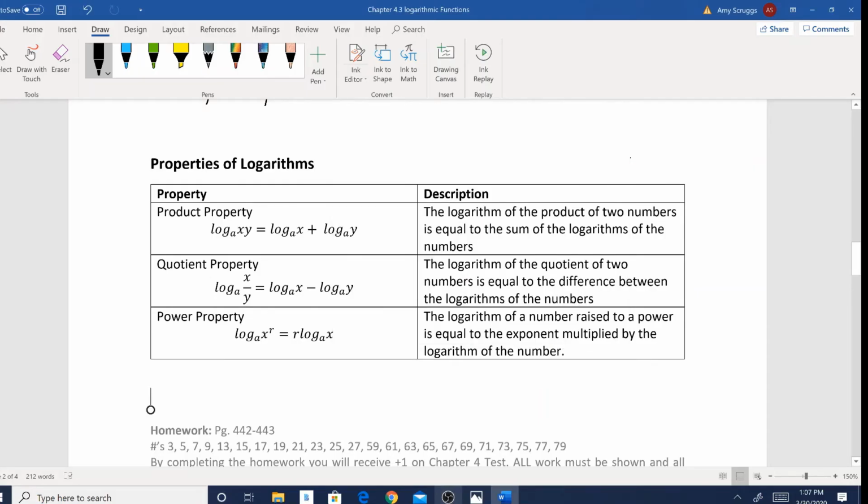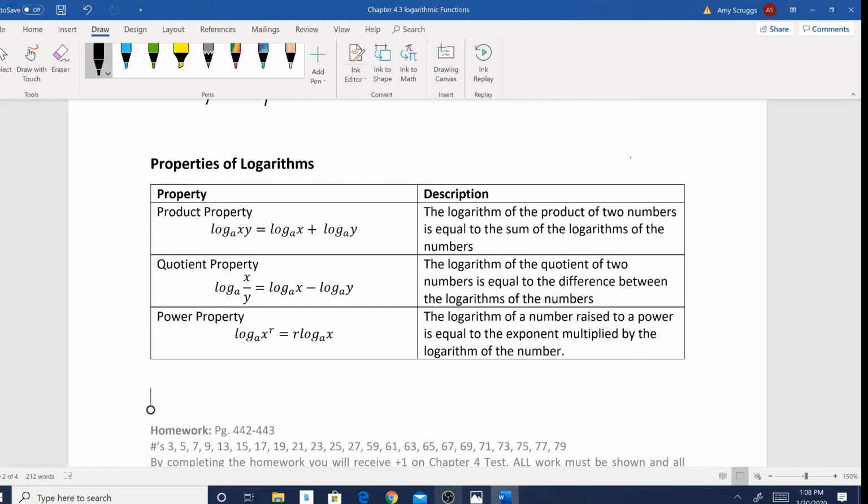All right, part 2 of chapter 4, section 3 is going to start here with the properties of the logarithms. And you've probably seen these in the past, but we're just going to refresh our memory and then do some practice problems. You can read through this, but I'm just going to paraphrase it real quick.